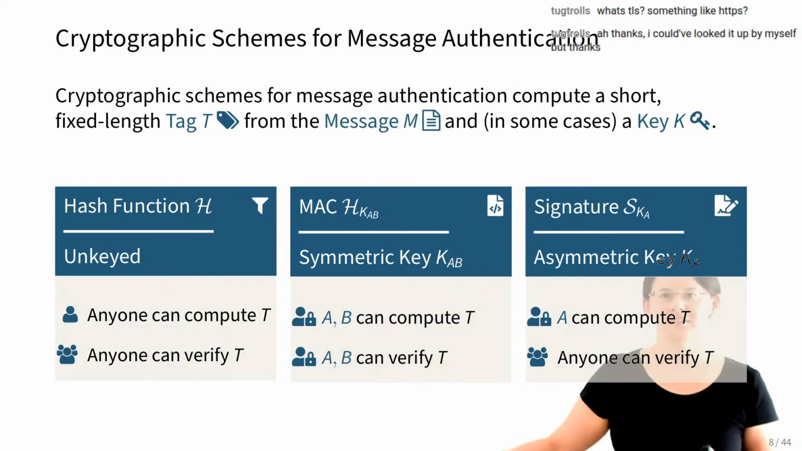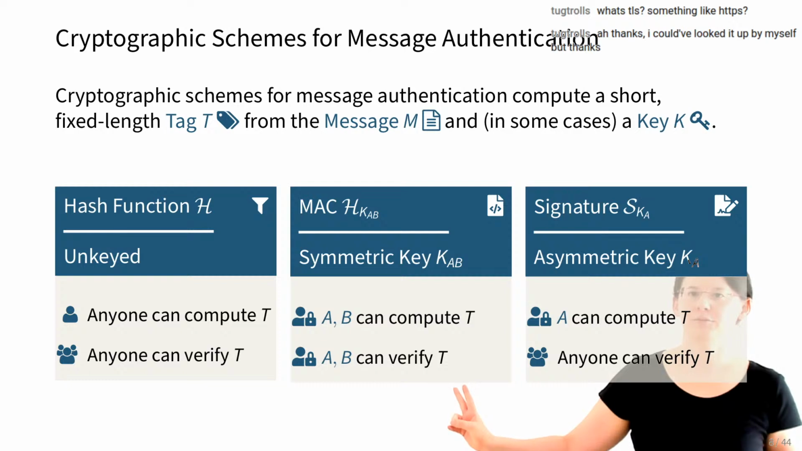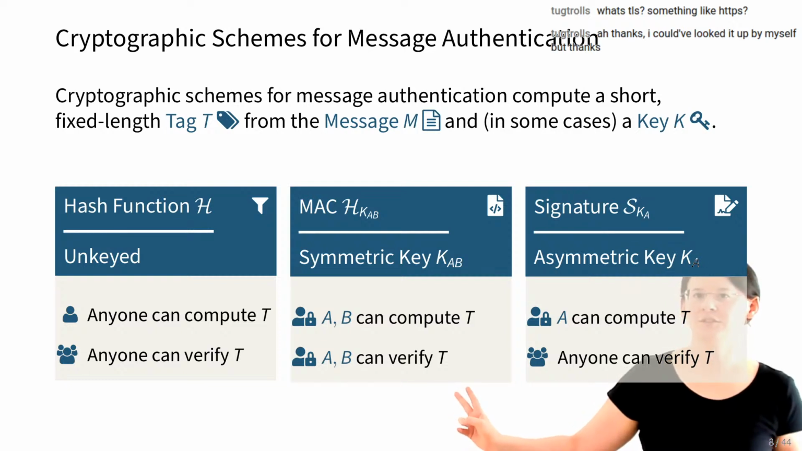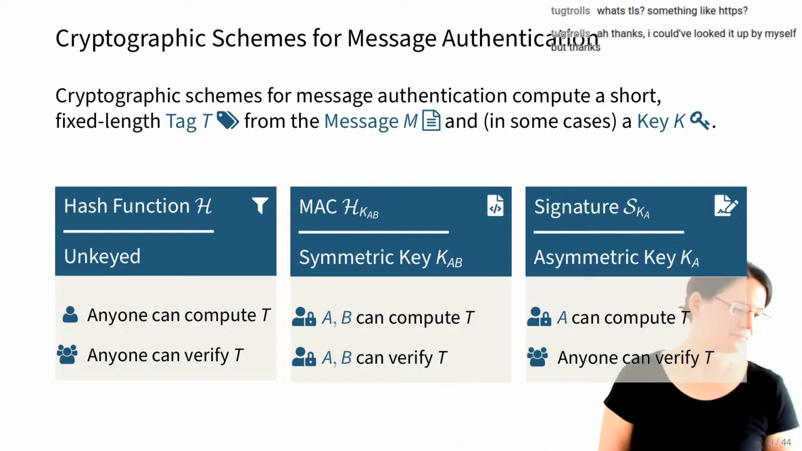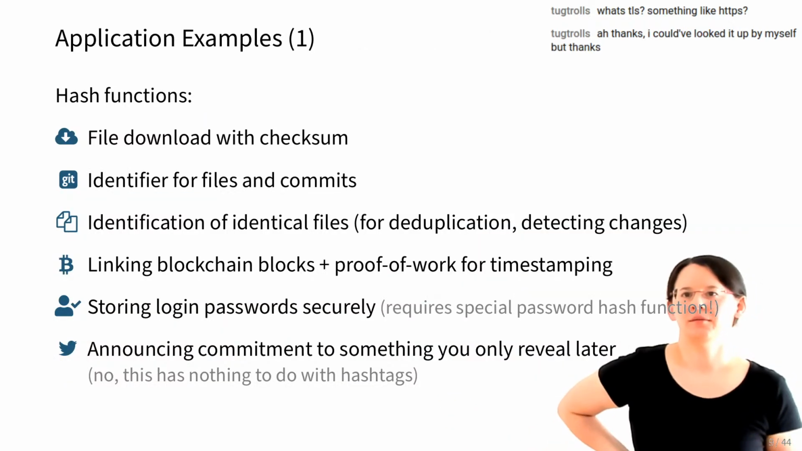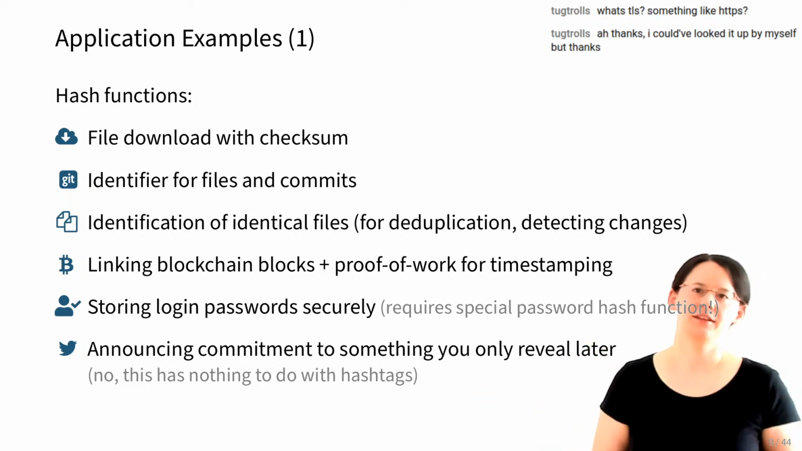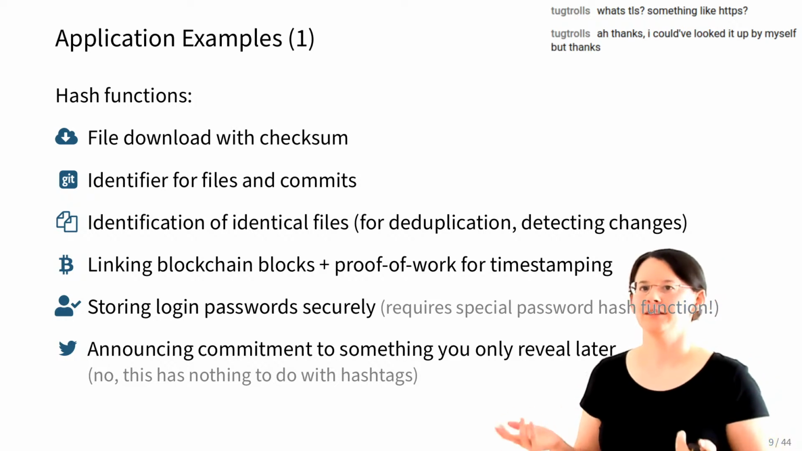Okay, so these are the main cryptographic schemes for message authentication. We will see next week one variant of this that is called authenticated encryption, which is a combination of a MAC and an encryption scheme. Okay, so let's briefly summarize a few more applications and try to associate them with the right scheme.